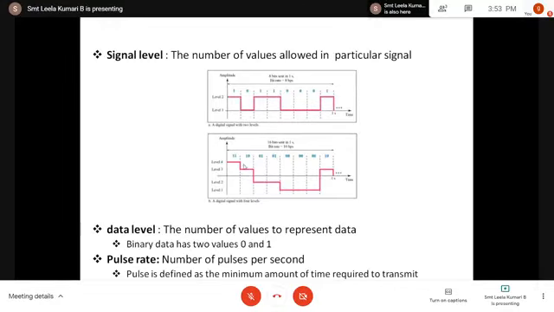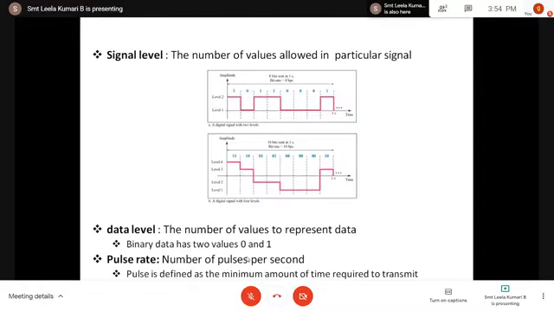Whereas here 2 bits are used to represent each level. That means the 4 different signal levels are represented by means of 4 different data levels. Therefore, here the number of data levels is 4. Suppose you consider the octal number system, it comprises 0, 1, 2, 3, 4, 5, 6 and 7. So these values are defined as the data levels.